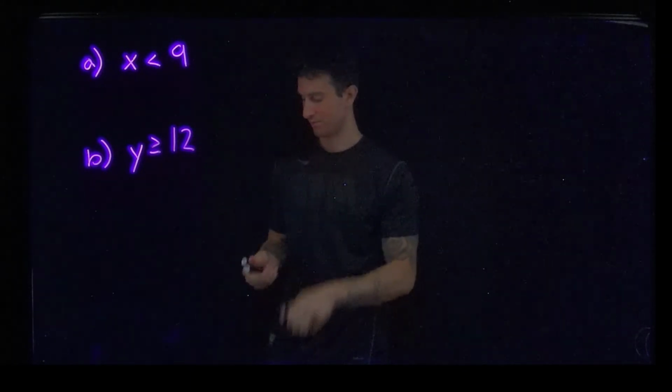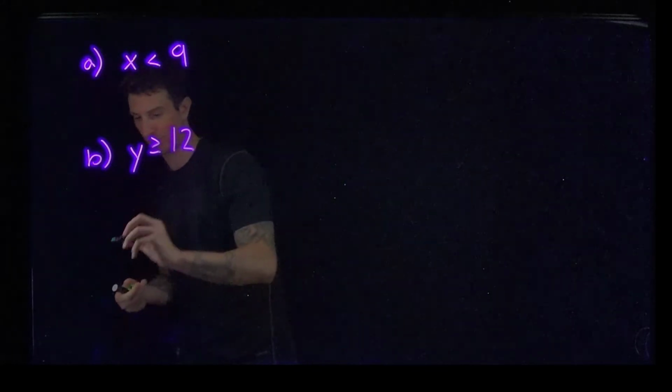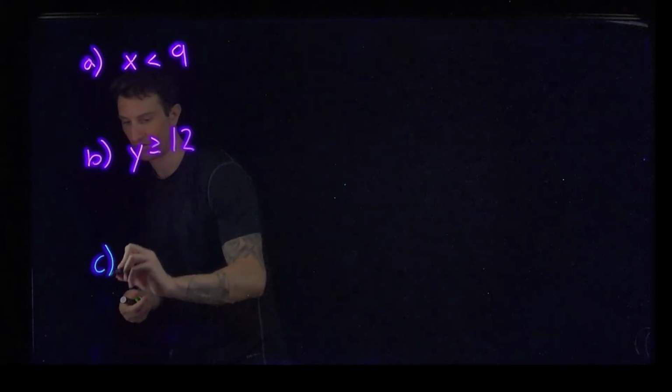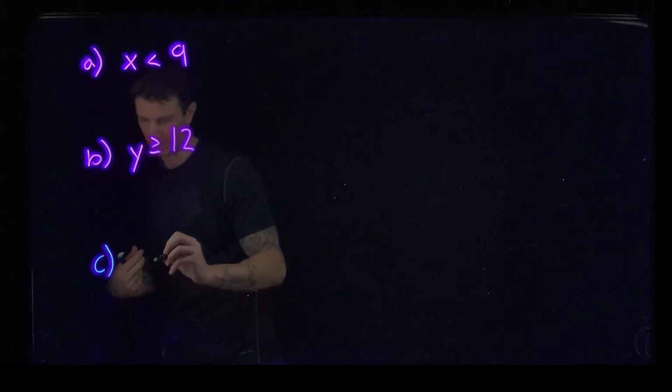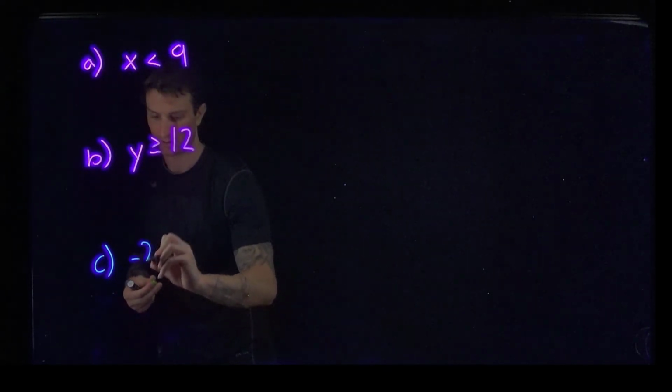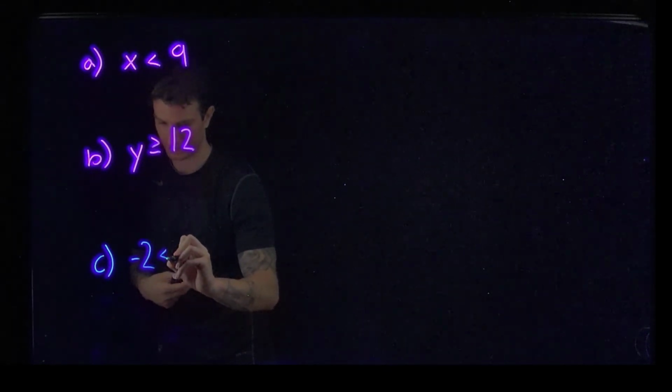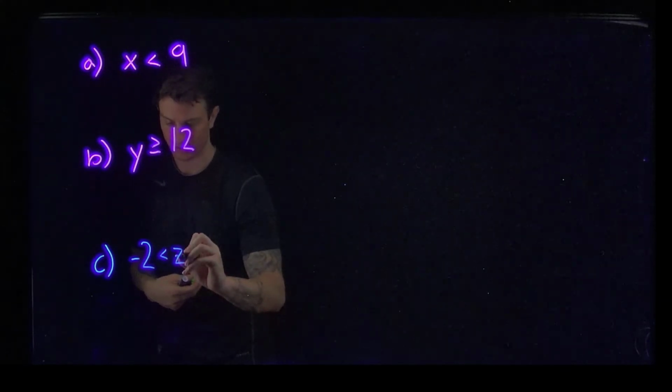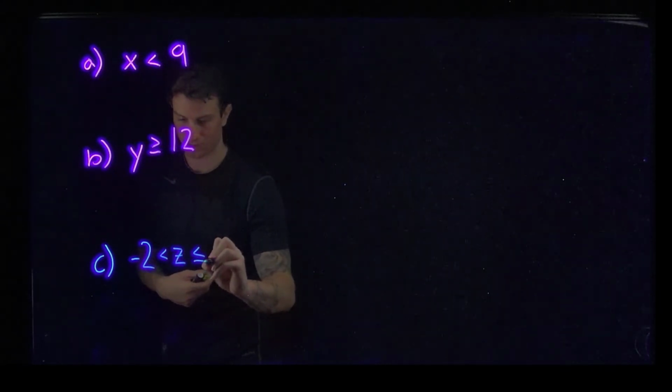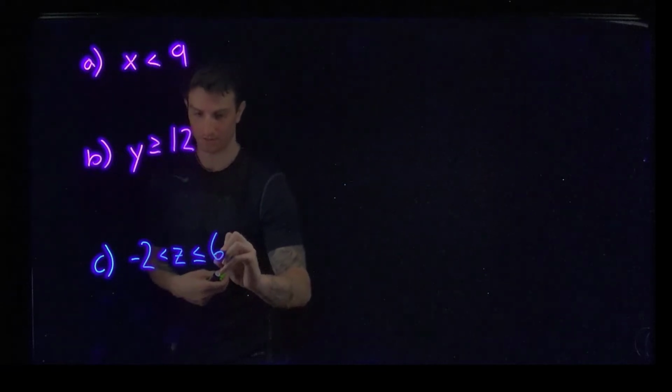And we'll use a different color. Last one, right, we were between two values. Let's say we were -2, so we said z is greater than -2 and less than or equal to 6. I'll move out of the way.